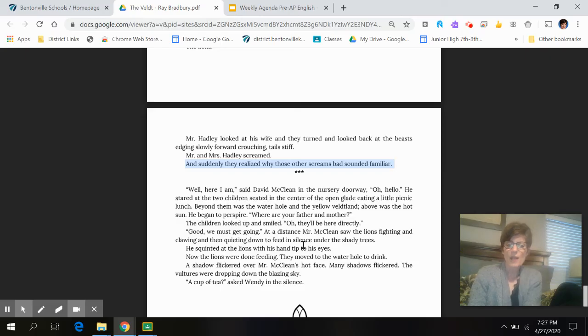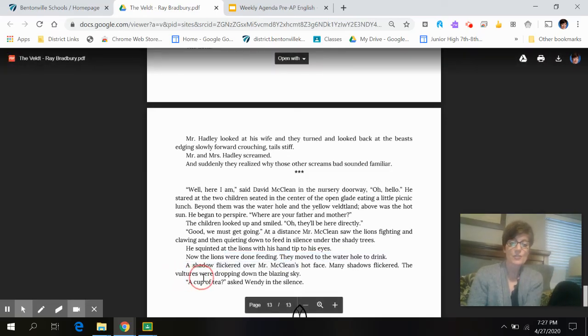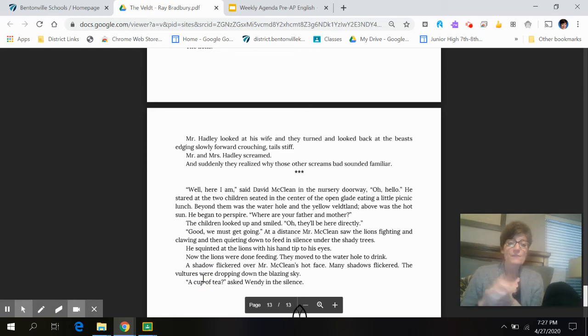And he looks at the lions. It looks a little suspicious. They're grazing in the distance. And the point of this is that they had actually just gotten done eating the parents, but David McLean doesn't realize yet. We also have the shadows and the vultures, which again shows negative connotation, that the vultures are circling above to pick at the carcasses of the parents after the lions are done.